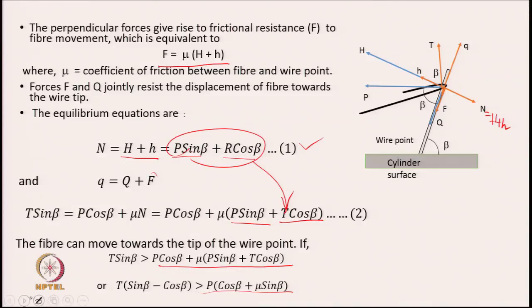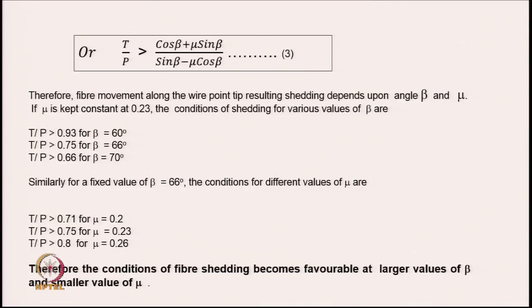and from there if we go to the next page, we can write T by P, this ratio, has to be greater than this function of the angle of the wire point with respect to the base and the value mu, the coefficient of friction. Therefore, the fiber will try to move away from the wire point if T by P is greater than this value. The fiber movement along the wire point tip resulting in shedding depends upon the angle beta and the coefficient mu.